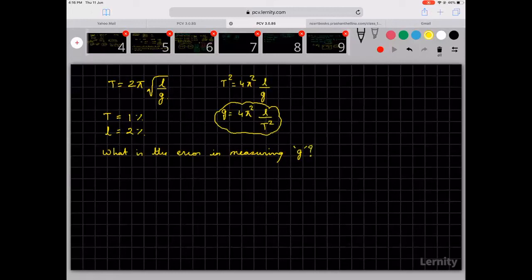If G is equal to 4 pi squared L by T squared, then my question is what is the error in measuring G? I told you whenever quantities are multiplied or divided, errors are added. So here I take the error in L, add the error in T plus the error in T, because T squared is T into T. The error in measurement of length is 2%. The error in measurement of T is 1%, and again 1%. So the overall error will be 2 plus 1 plus 1, which gives you 4. So the overall error in the measurement of gravity will be 4%. This is how you work with it.